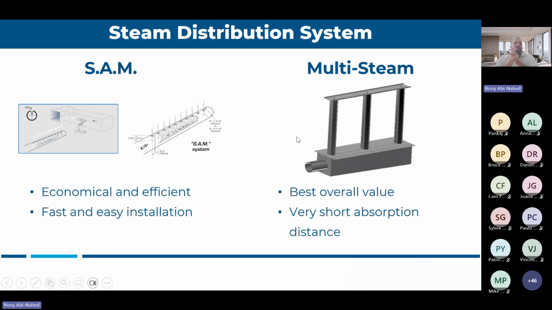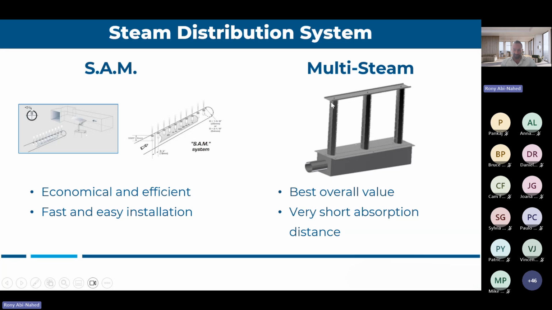Now on the distribution side. So until now, I spoke about generators. That's where you boil your water to get the steam. Now you need to connect this generator to a grid. You have two options: a single tube, which is called here a SAM, a single absorption manifold, or a multi-steam. With multi-steam, you'll have multi-tubing with one big header where the steam will connect to this header.